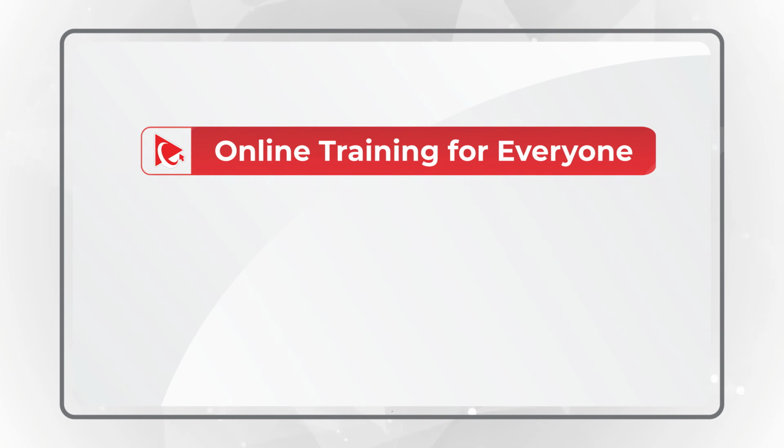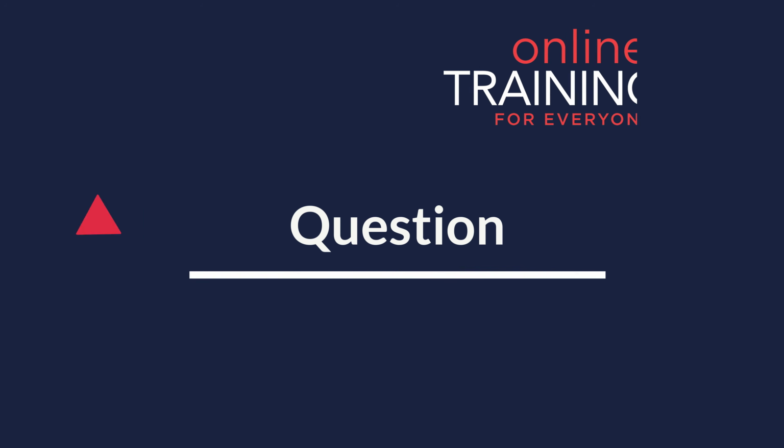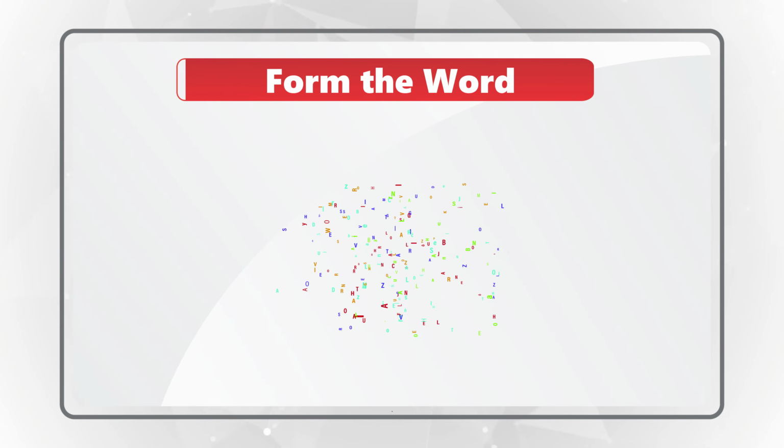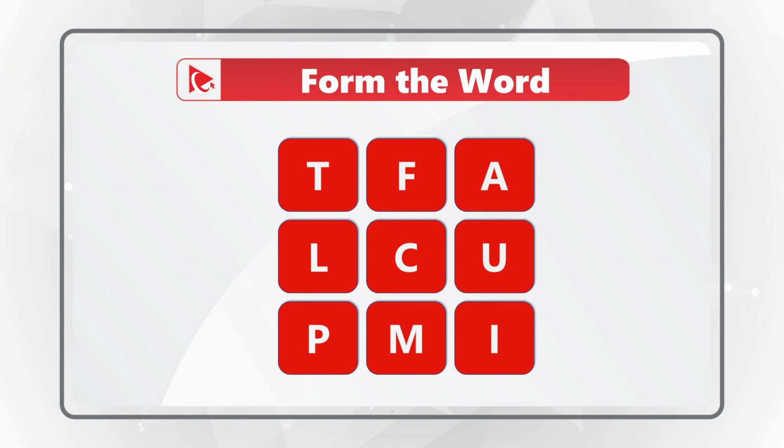And now let's continue to get you ready for the test. This question truly tests your knowledge of English dictionary. You need to form the word using all the letters only once. And there are 9 letters that you can see on the screen. The letters are T, F, A, L, C, U, P, M, I.